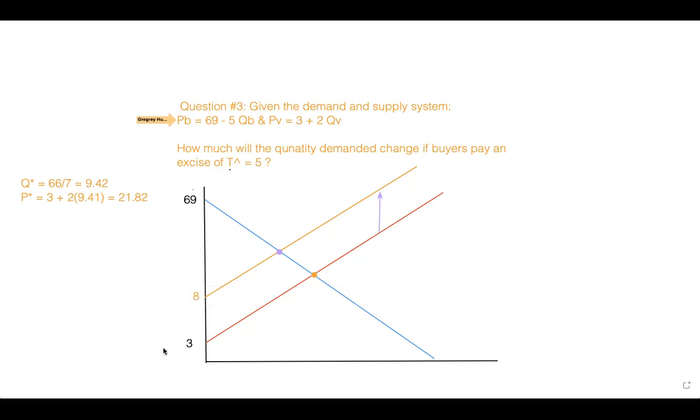Yeah, and it makes sense to me too. So I just add the 5 to the 3, and I get this parallel line, which we called before our effective supply with the tax. What I had called in last lecture P_S^T, that's just going to be 8 plus 2Q. So now we can find the after-tax equilibrium.